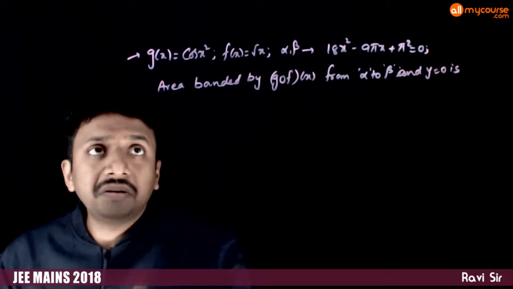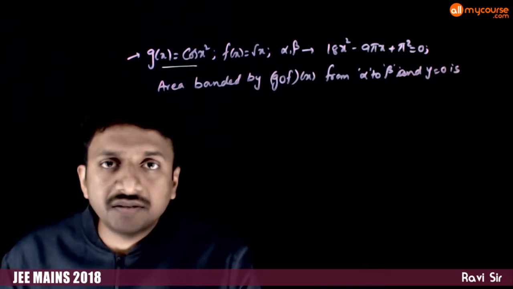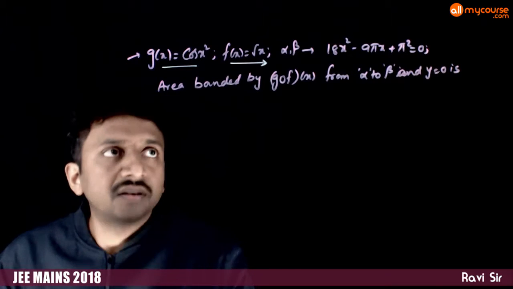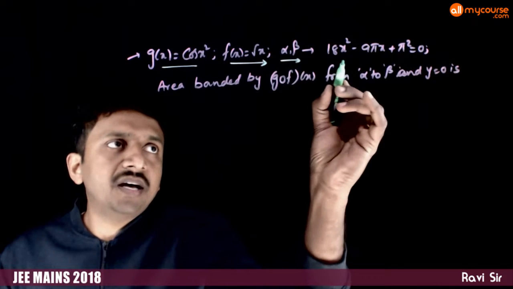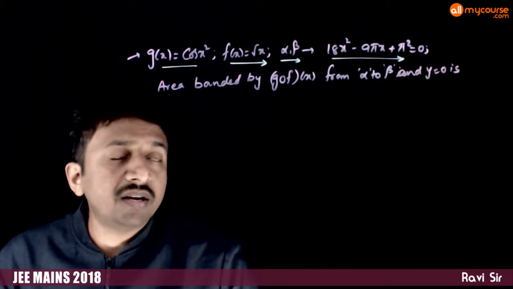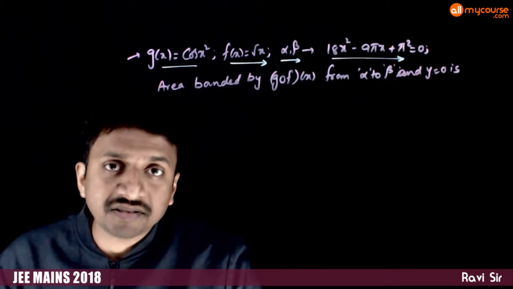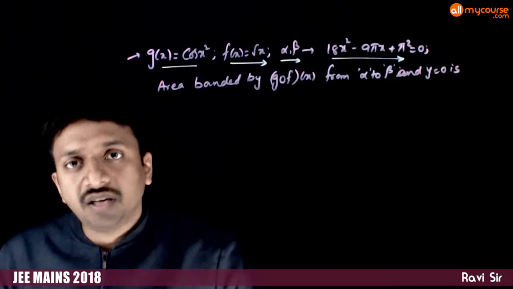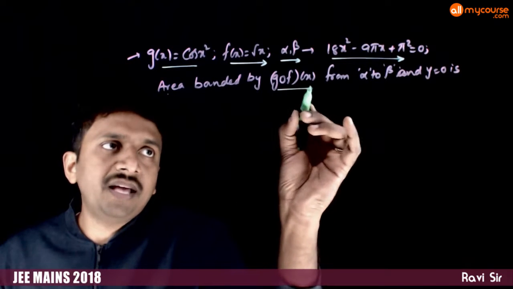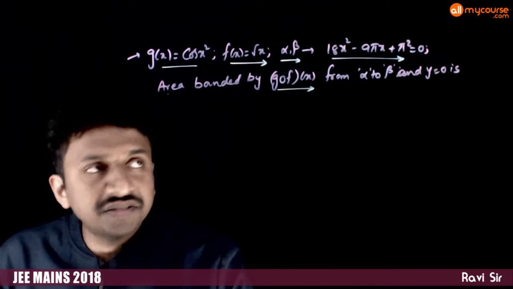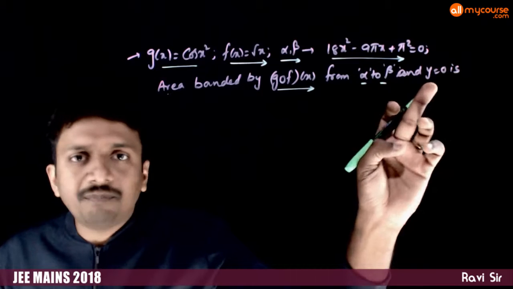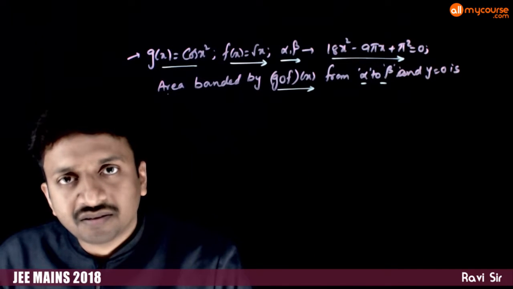In this question, you're given that g(x) is cos² x, f(x) is root x. Alpha, beta are the roots of 18x² minus 9πx plus π² is equal to 0. What is the area bounded by g∘f(x) from alpha to beta between the x-axis?